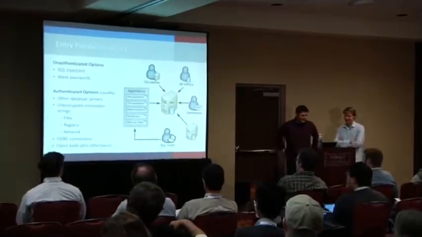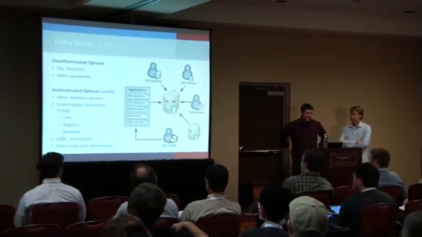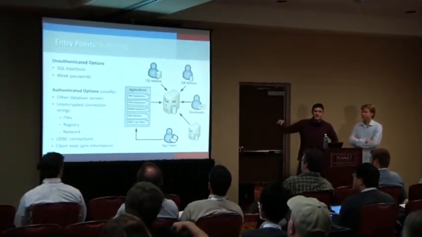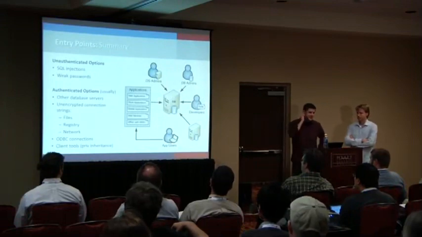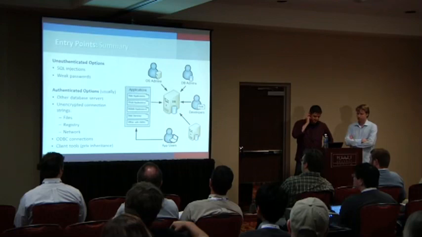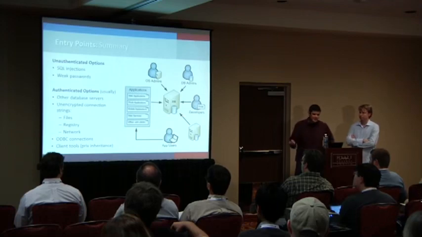So those are the unauthenticated options. Authenticated options. These are the attacker who happens to be a user, or a pen tester who has credentials potentially, or an attacker who's acquired credentials. Usually, you can go from database to database. So these are database links, which we'll be digging into later. Then there are unencrypted connection strings, which a lot of users have access to.